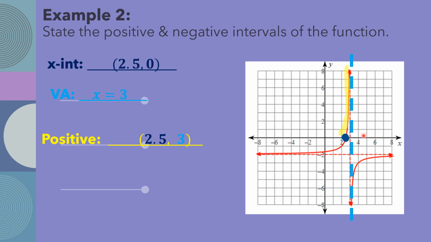That's our positive interval. Every other part of the function is negative. It's below the x-axis from negative infinity to 2.5, and then again from 3 out to positive infinity. So negative infinity to 2.5, union 3 to positive infinity.